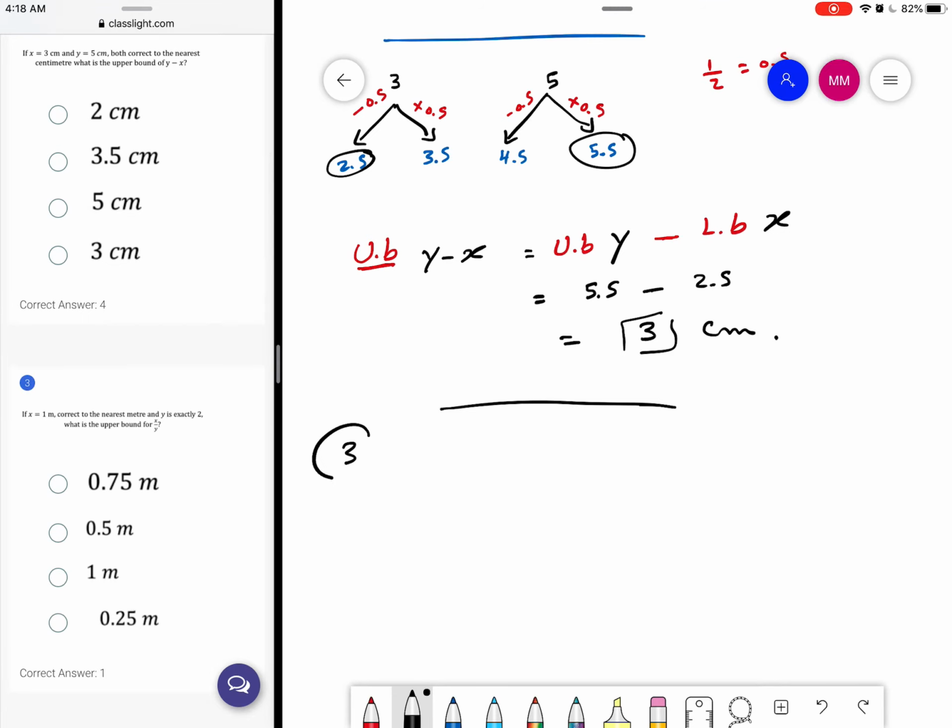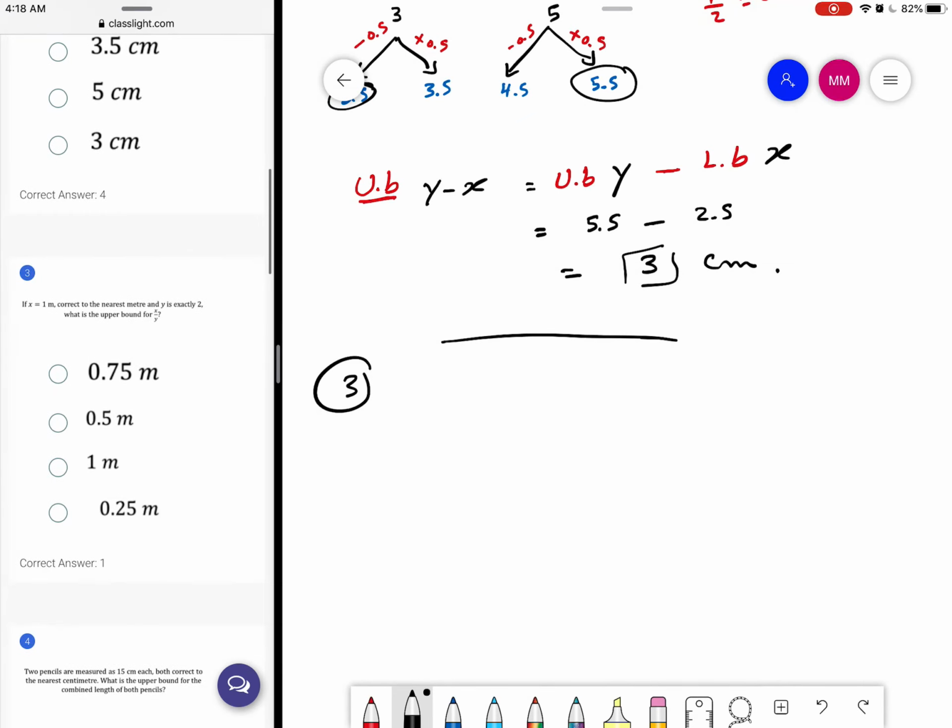After that, for question number 3, we have x equals 1 meter correct to the nearest meter, and y is exactly 2. So for x, it's 1 meter corrected to the nearest meter, so again 1 divided by 2 equals 0.5. And x is 1, so I will add and subtract 0.5. It will be 0.5 and 1.5. After that he said what is the upper bound of x divided by y.